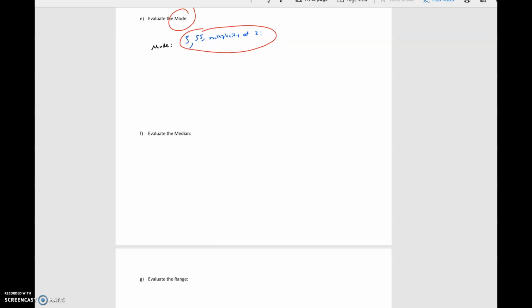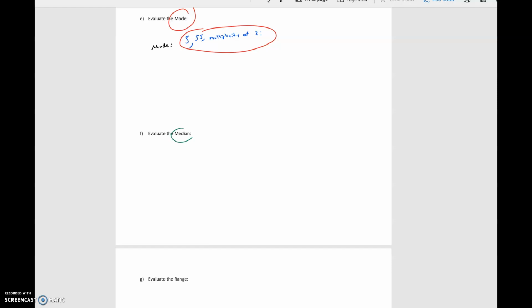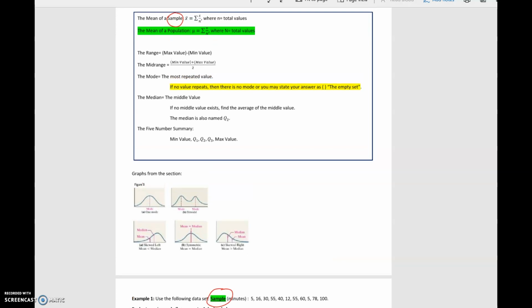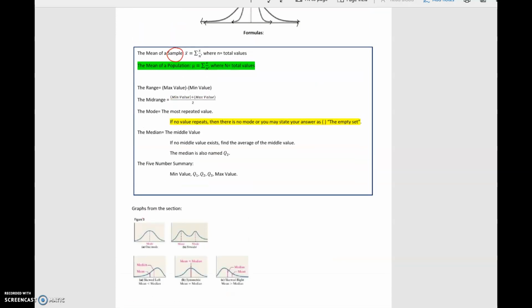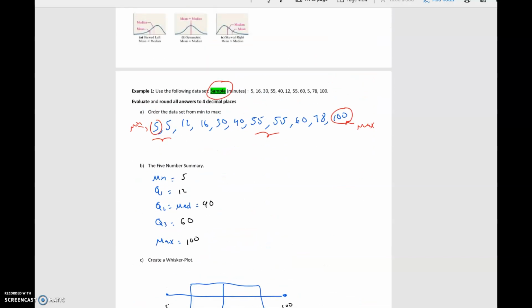Hi class, let's go to the next evaluation that they're asking us to do. In this case, this is just the median. Now, the median represents, from the data set, technically the value that happens to be in the middle. If there's no value in the middle, then you're going to take the two values that are in the middle, add them and divide by 2. So let me take a look.